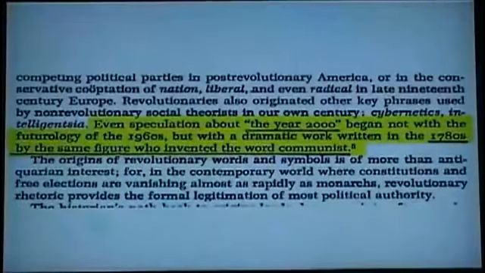Even speculation about the year 2000 began not with the futurology of the 1960s, but the year 2000 was important in a work written as far back as 1780 by the same figures who invented the word communist. So the very secret societies out of New York and Europe who were developing what we call communism as far back as the 1780s, you know, George Washington knew about them, called the League of Just Men. And they were writing about what was going to be happening in America in the year 2000 in New York.